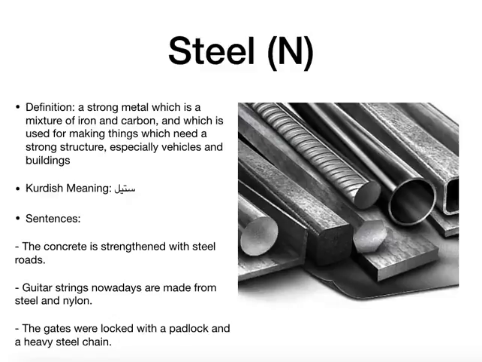Steel is a noun and it is also a type of metal, which is a mixture of iron and carbon, which is used for making things which need a strong structure, especially vehicles and buildings. So steel is a mixture of carbon and iron, and it is used for making sturdy things such as cars, houses, and so on.